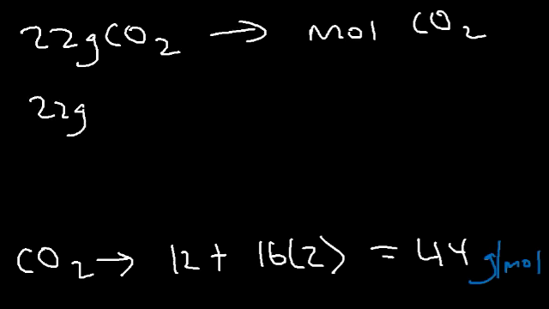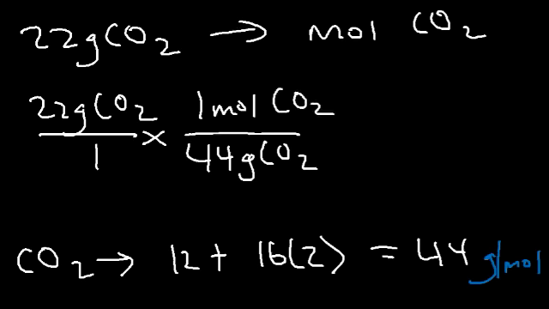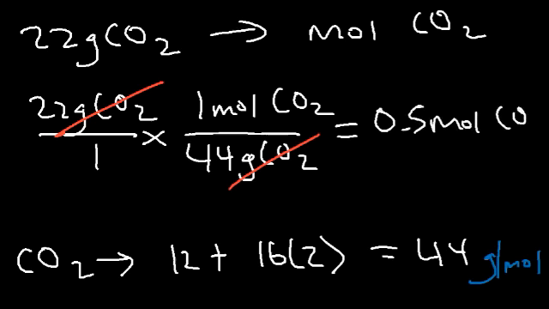So now let's start with what we're given, and we need to put grams on the bottom. So there's 44 grams of CO2 per 1 mole of CO2. So whenever you need to convert from grams to moles, take the mass in grams and simply divide it by the molar mass. So 22 divided by 44 is 0.5. So we have 0.5 moles of CO2.